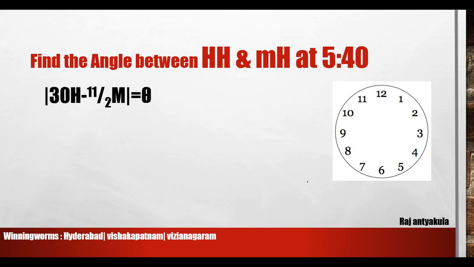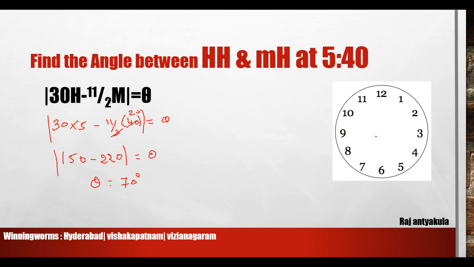At 5:40, what is the angle between the hour hand and minute hand? Simple. What is the h value given? 5. So 30 into 5 minus 11 by 2 into the m value, 40, equals theta. So 30 into 5 is 150, minus 11 by 2 into 40, which is 220, equals theta. On simplification, we get theta equal to 70 degrees.